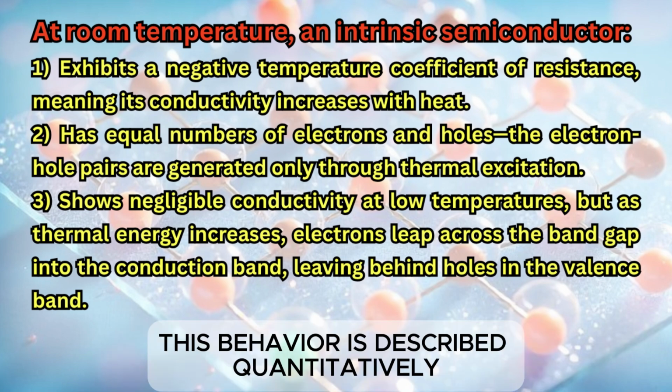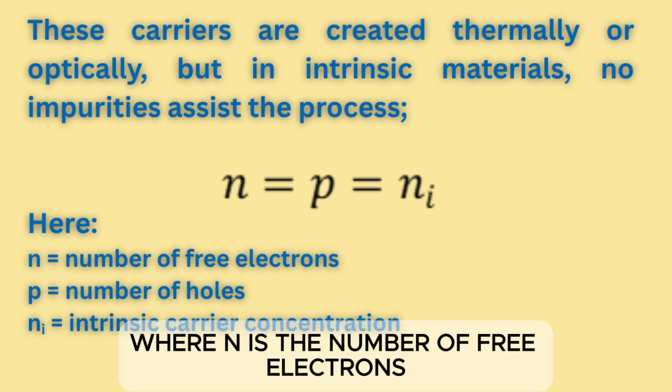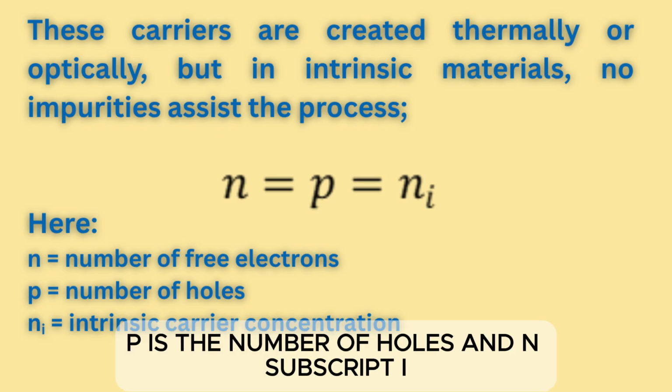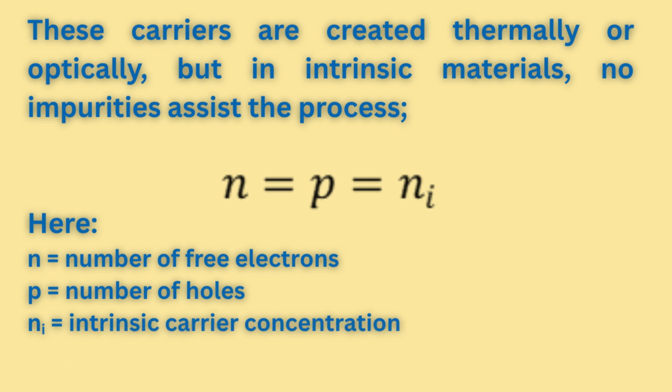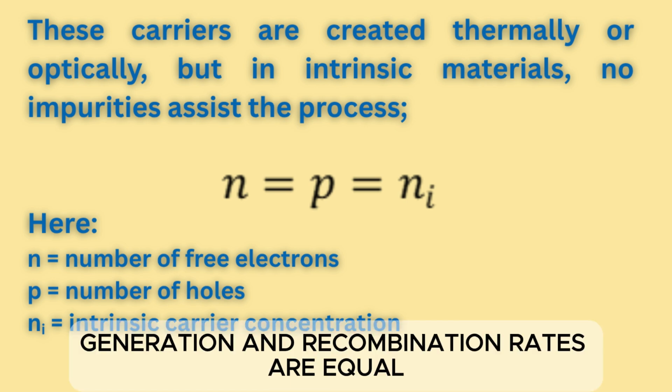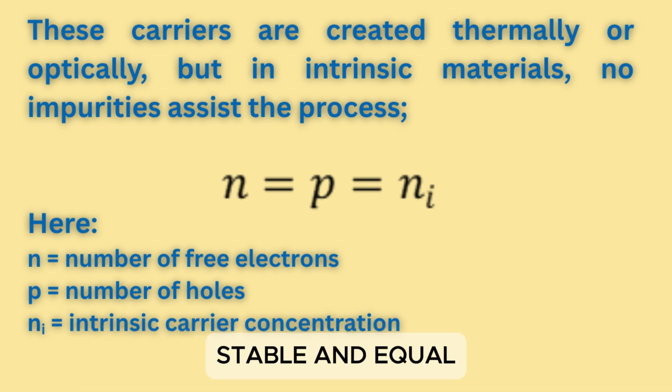This behavior is described quantitatively by the equation, where n is the number of free electrons, p is the number of holes, and n_i is the intrinsic carrier concentration. Under thermal equilibrium, generation and recombination rates are equal, so the concentrations of electrons and holes remain stable and equal.